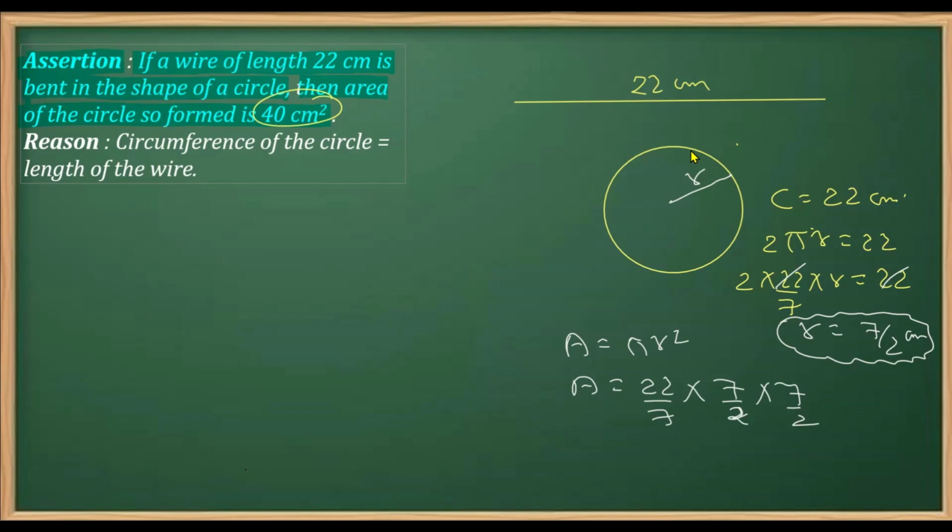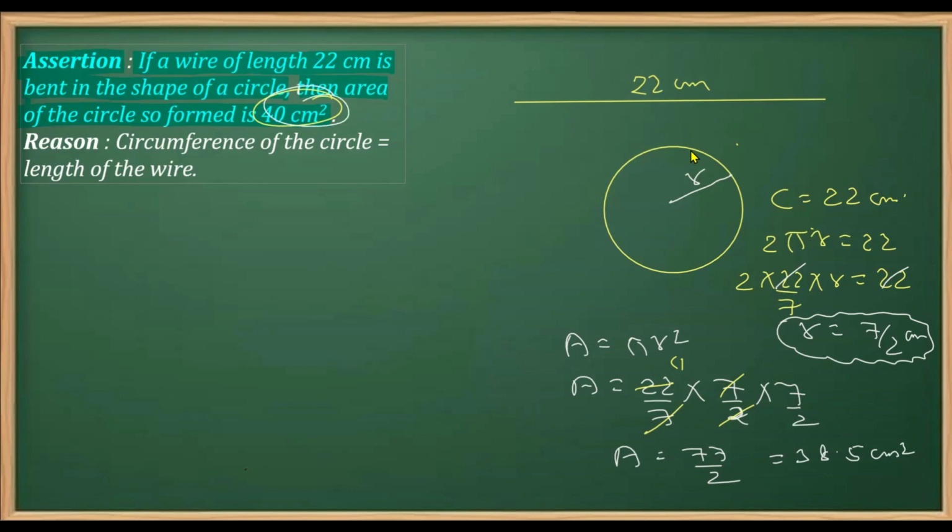So square, right? That's the reason. Now I can reduce this. 7, 7 get cancelled. 2 1 times, 2 11 times. And as for calculation, we are getting area as 77 over 2. It is how much? 38.5? Yeah, it should be 38.5 centimeter square.